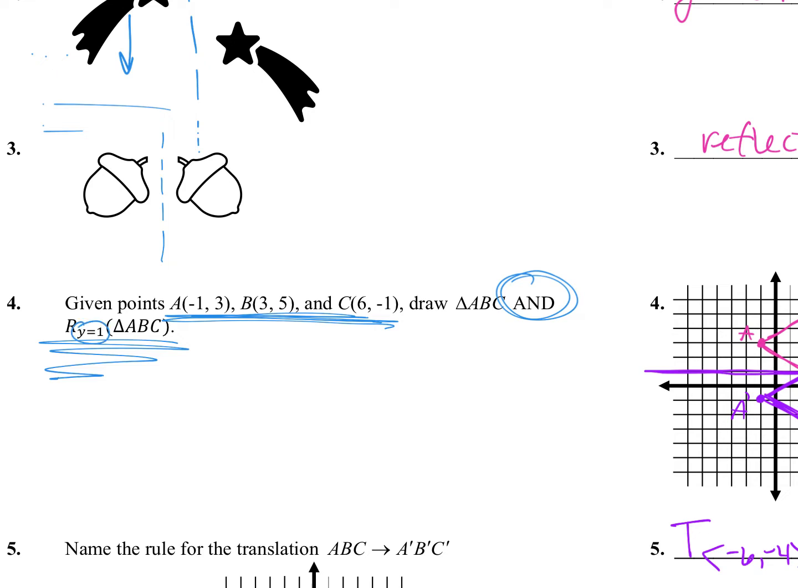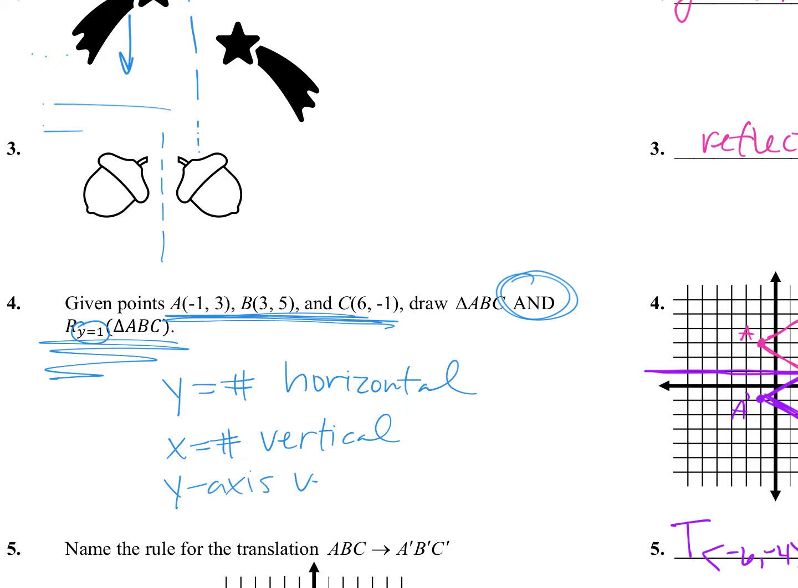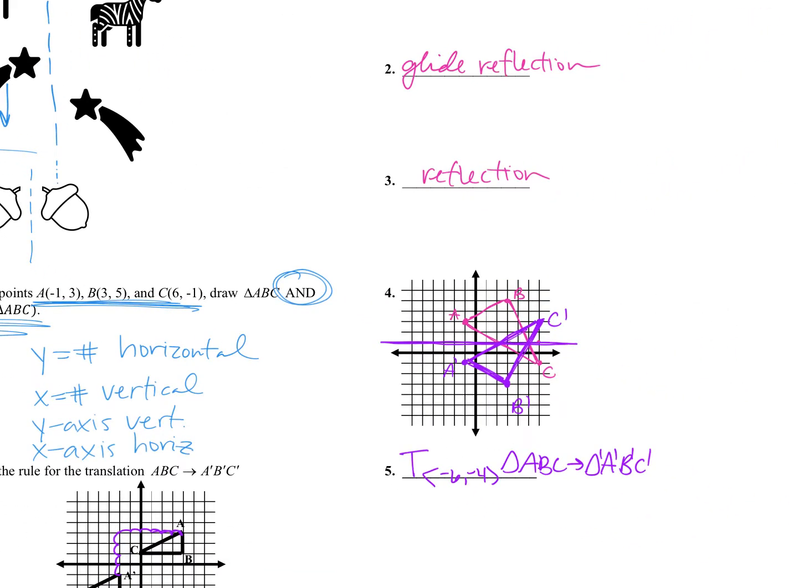What line is y equals 1? If it's y equals a number, it is horizontal. Okay, if it's x equals a number, it's vertical. Not to be confused with the y-axis, which is vertical, and the x-axis, which is horizontal. Okay, so make sure you are clear on all of those. Those are probably the things that get confused the most.